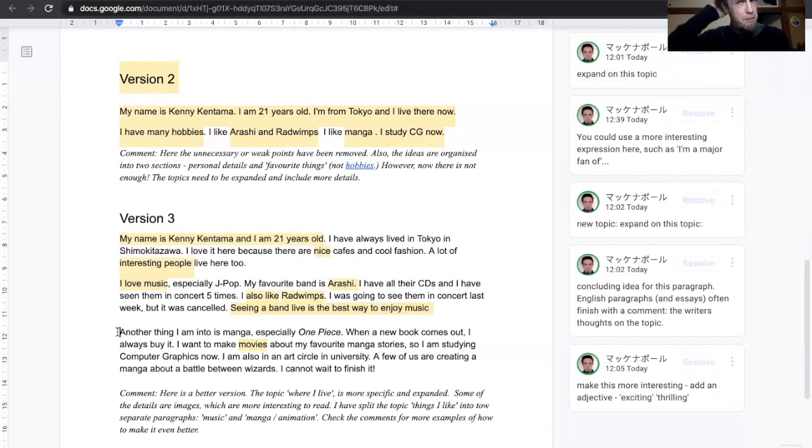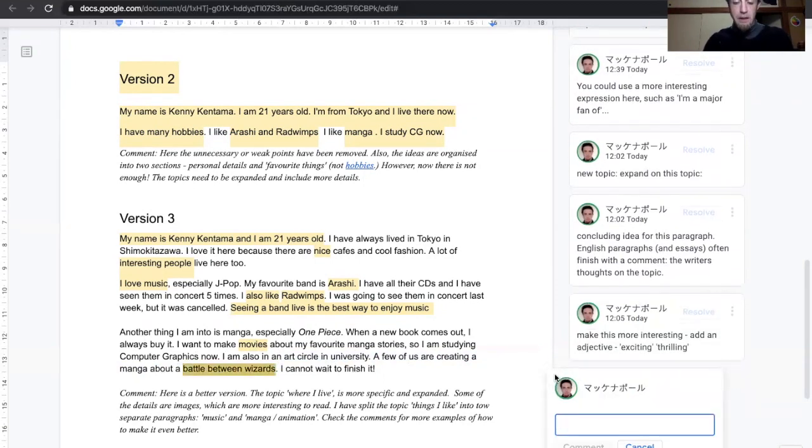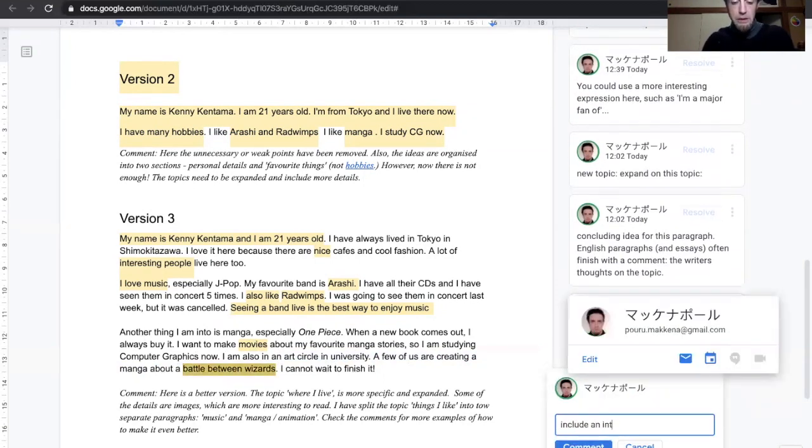One Piece is a popular manga in Japan. When a new book comes out, I always buy it. I want to make movies about my favorite manga stories, so I'm studying computer graphics now. I'm also in an art circle in university. A few of us are creating a manga about a battle between wizards. I cannot wait to finish it. I could write a comment there. This is how I do it. I select battle between wizards, include an interesting detail to make the reader want to know more.